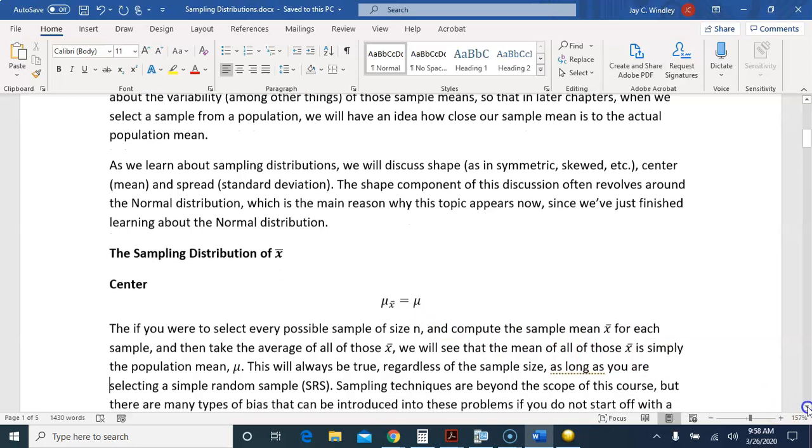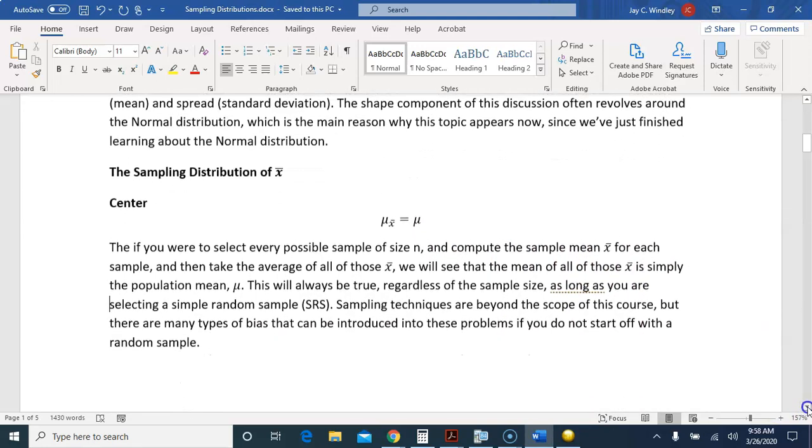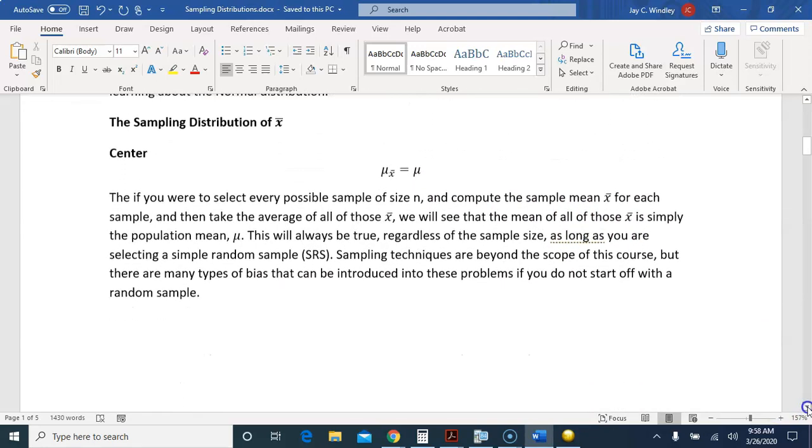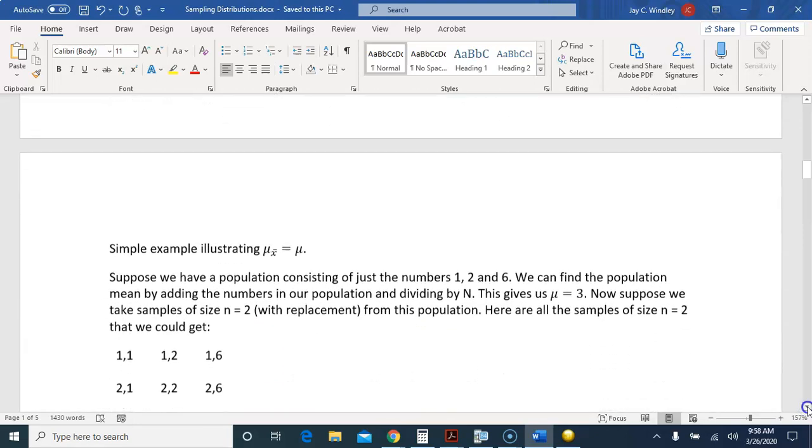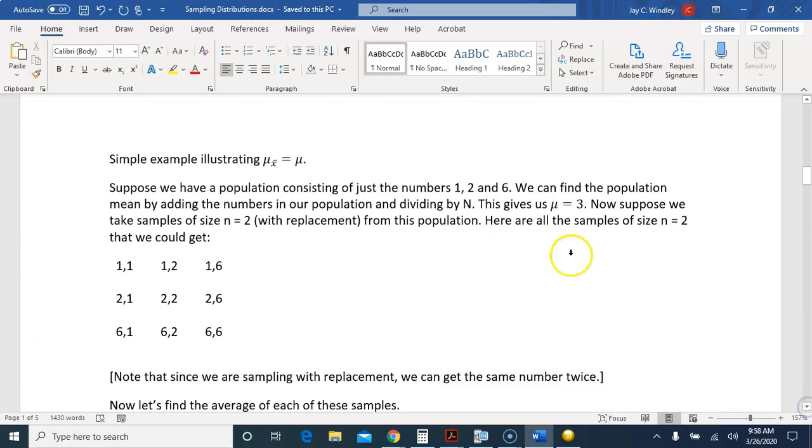So a much simpler example of that, so that we can actually do some calculations. Suppose I just had a population consisting of the numbers 1, 2, and 6. It's pretty easy to figure out the population mean, add those numbers together and divide by 3. That gives you a population mean of 3. Now, from this population, which is only 3 numbers, let's take samples of size 2 with replacement.